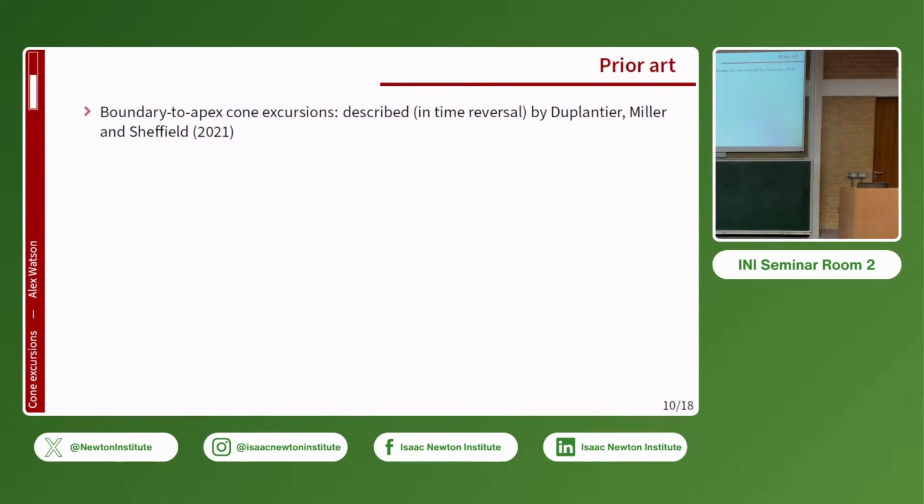Okay, so a bit of prior art. The boundary to apex cone excursions that I described on the first slide were explored by Duplantier, Miller, and Sheffield in 2021. This is the Mating of Trees paper. They did it in reverse time, starting at the apex and going to the boundary, and we'll come back to that in a minute. The whole path cone excursions were described a lot longer ago by Lehmann in 1987, and we use that as well in this work.